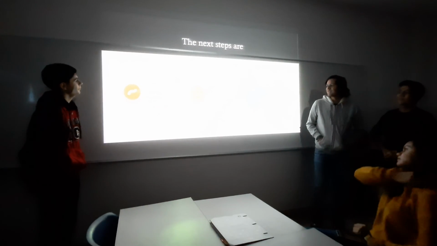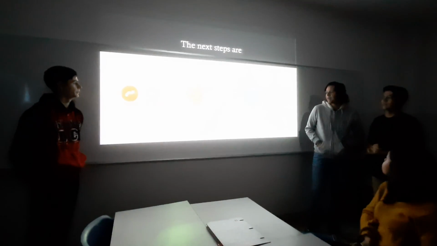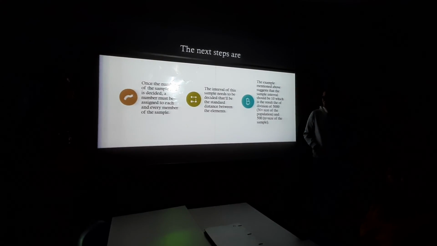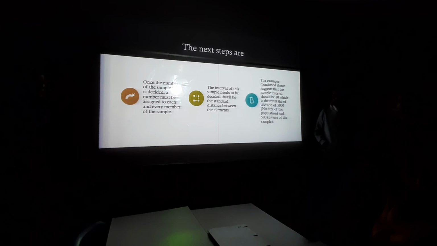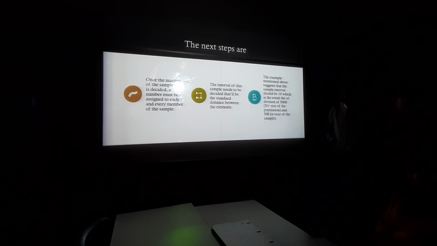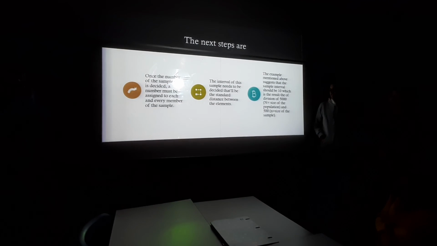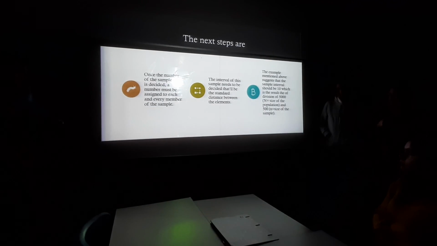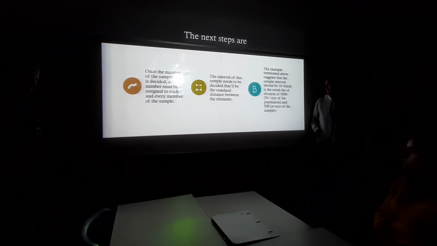Once the sample size is decided, a number must be assigned to each and every member of the population. The interval of this sample needs to be decided. That will be the standard distance between the elements. The example mentioned above suggests that the sample interval should be 10, which is the result of the division of 5,000, the size of the population, by 500, the size of the sample. All right.